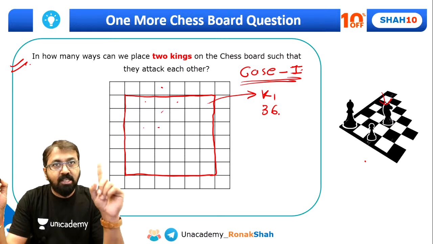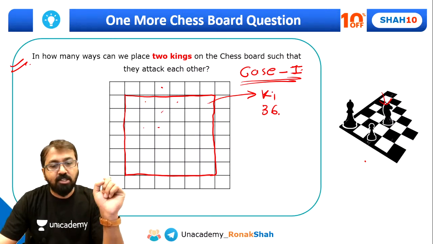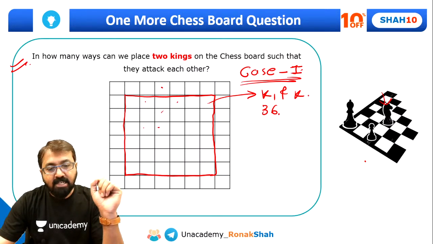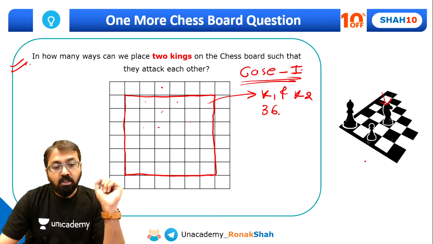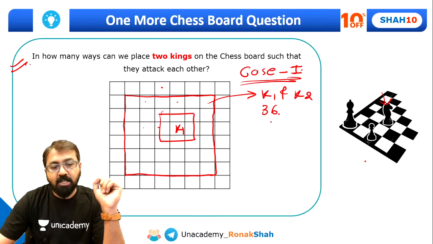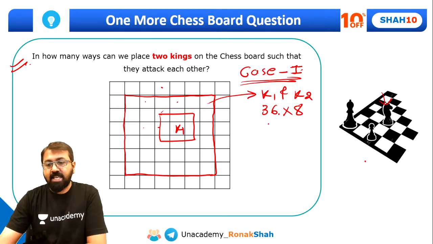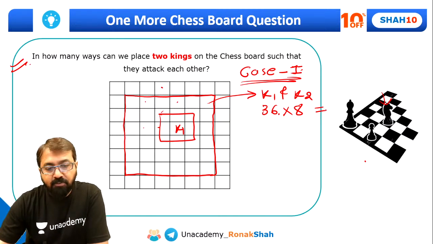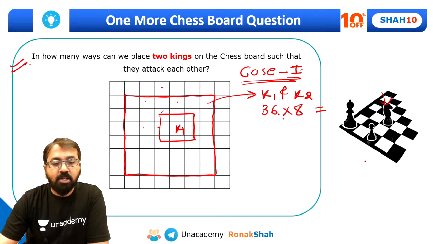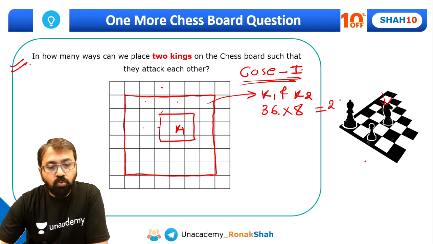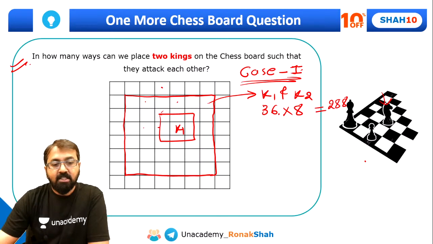So the first king can be placed on any of the 36 squares and the second king can be placed in, in that case, suppose आपने first king यहां पे रखा तो second king को आप कितने वेज में रखोगे? 8 वेज में रखोगे. क्या ये समझ में आ रहा है? So total number of ways will be 36 into 8. What is 36 into 8? 288. This is case 1.